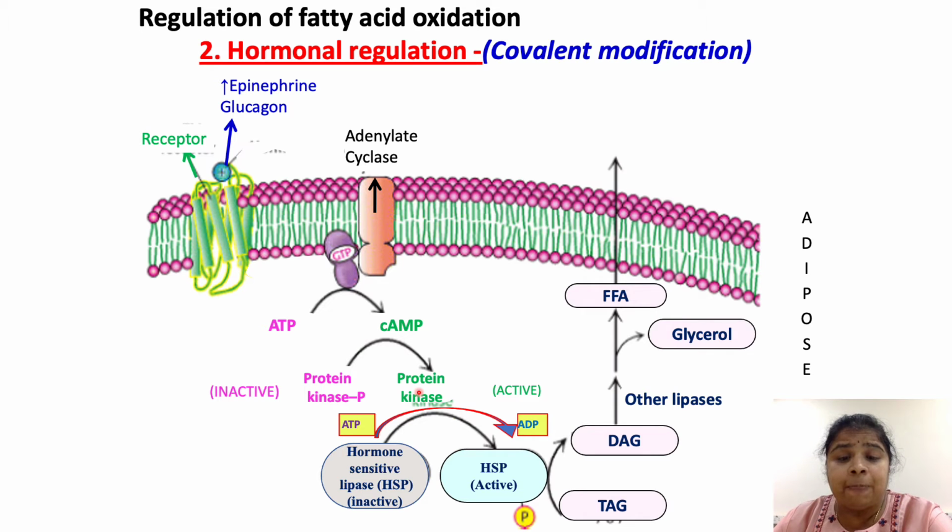If the body is in a well-fed state and insulin is present, insulin will cause dephosphorylation, converting active hormone sensitive lipase to inactive hormone sensitive lipase and preventing lipolysis. So there is no availability of free fatty acids for beta oxidation. Instead, insulin is going to stimulate lipogenesis, that is fatty acid synthesis.